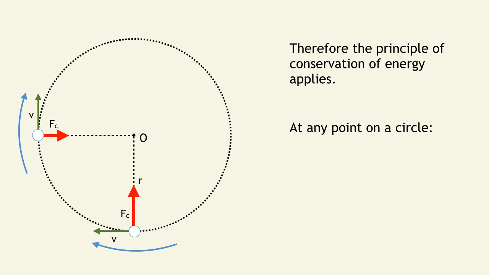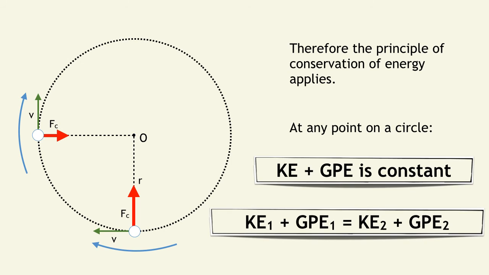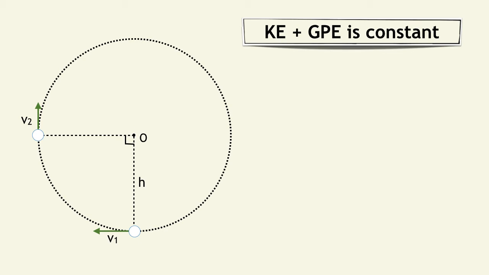So at any point on the circle, the total mechanical energy remains constant. In other words, the total kinetic energy and gravitational potential energy is constant. So if you're going to take two situations, where you consider point 1 and point 2, then the kinetic energy and the gravitational potential energy of point 1 is equal to the kinetic energy and the gravitational potential energy of the object at point 2. Alright? So let's look at that in a context.